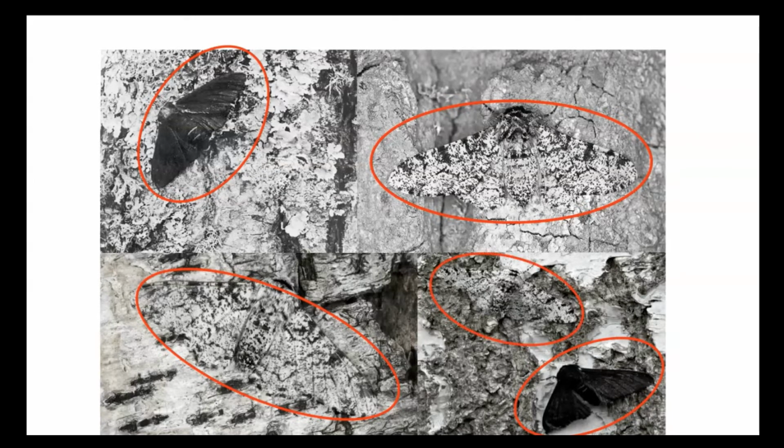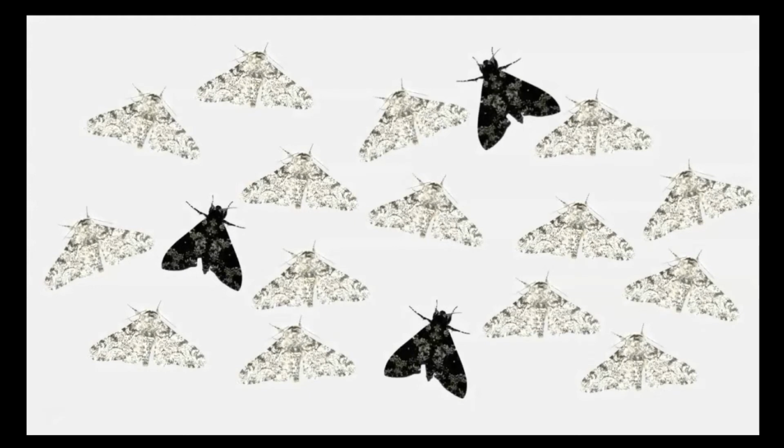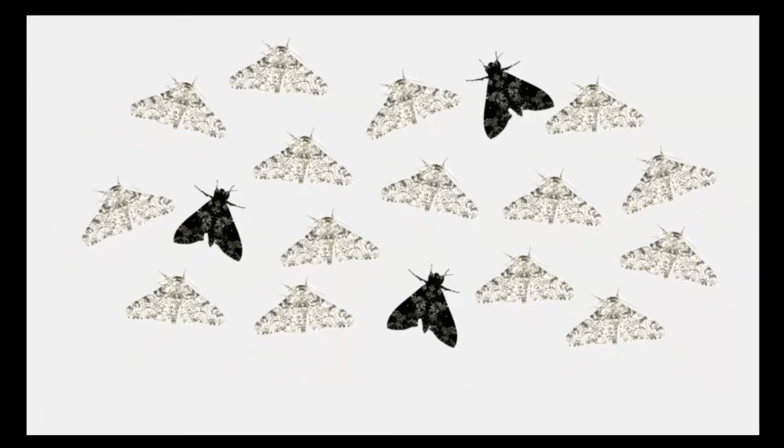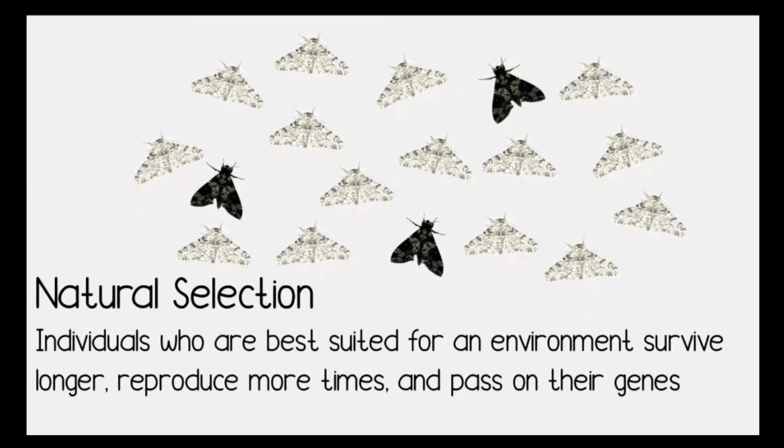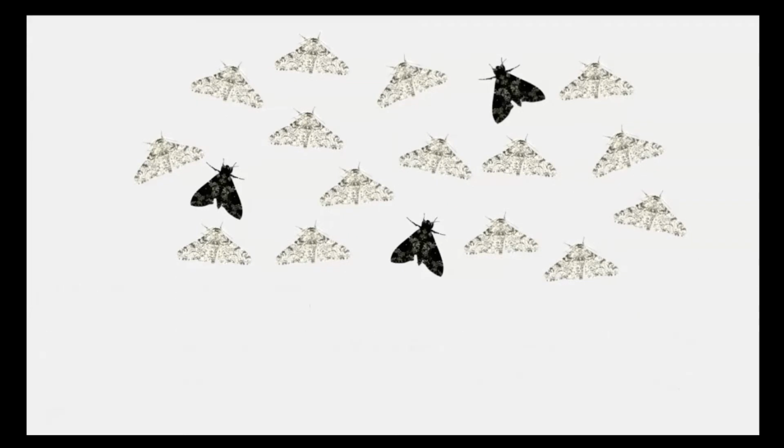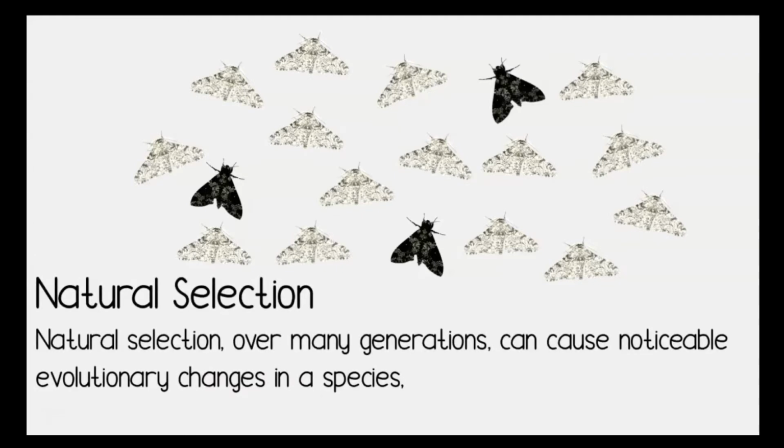The light-colored moths had an advantage for survival. Their color helped them to blend into their environment and hide from hungry predators like birds. The dark-colored trait was a disadvantage. Moths with this trait were more easily spotted by predators and had a lower chance of survival. Since the light-colored trait had an advantage for survival, it was more commonly seen in the population. This was due to natural selection. Individuals who are best suited for an environment survive longer, reproduce more times, and pass on their genes. Natural selection over many generations can cause noticeable evolutionary changes in a species, and the peppered moth is the perfect example.